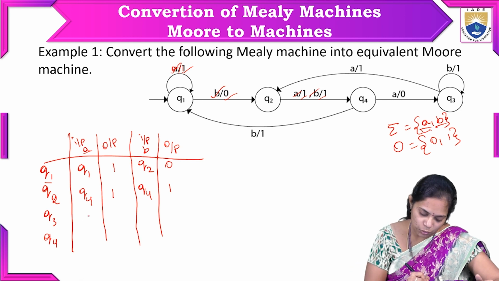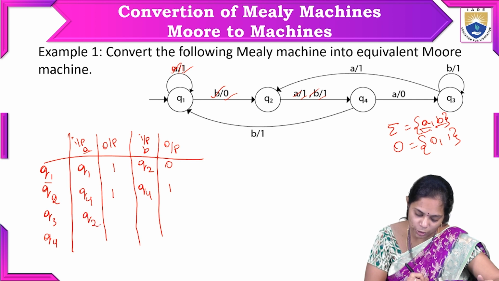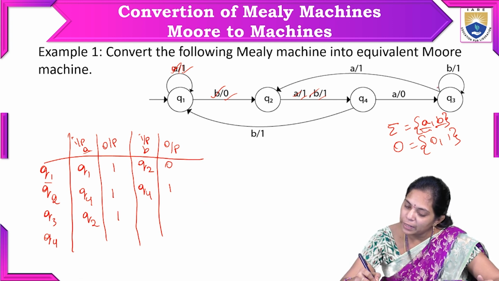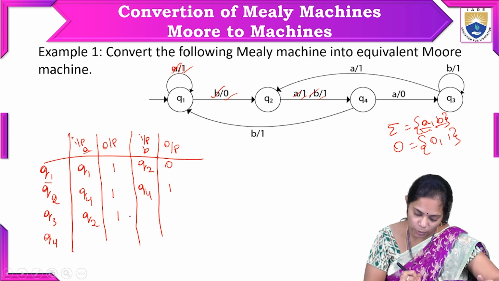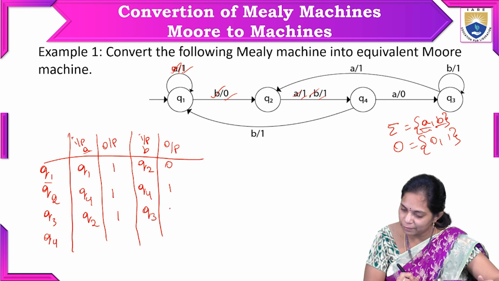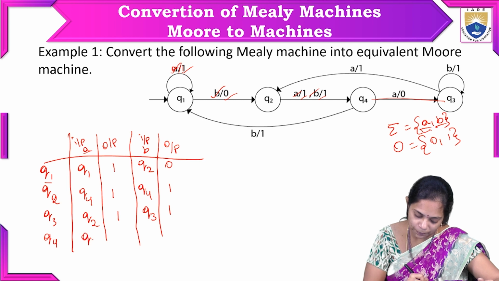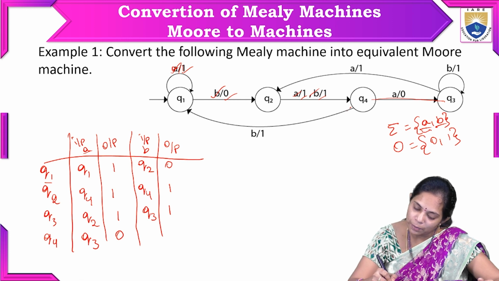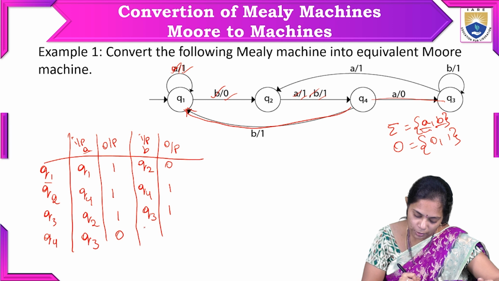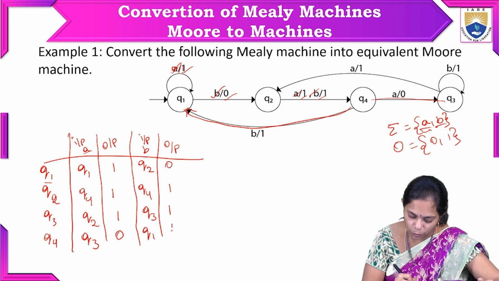From the Q3 state, when we give A as an input, it reaches the Q2 state with the output 1. Likewise, with B as an input it gives 1 as an output and goes to the Q3 state itself. From Q4, when we give A as an input, it goes to Q3 with the output 0, and when we give B as an input, it goes to Q1 with the output 1.